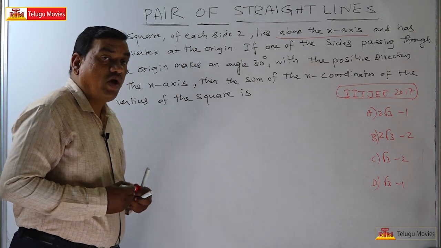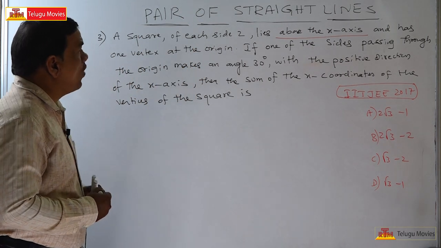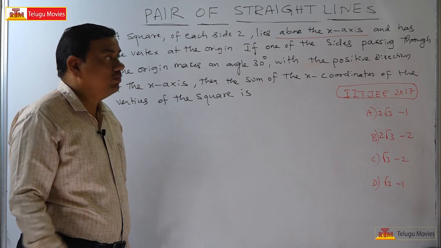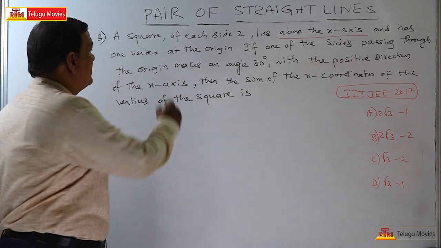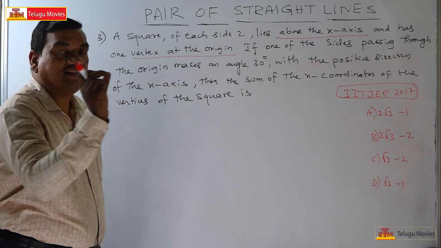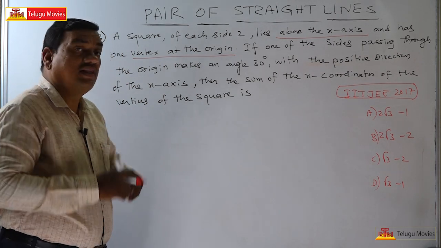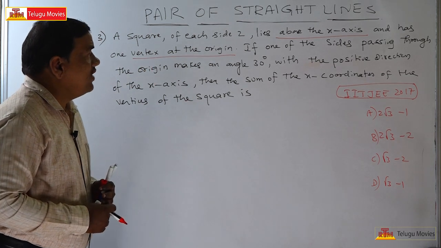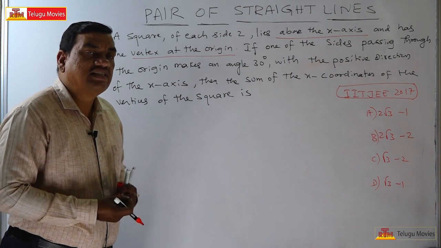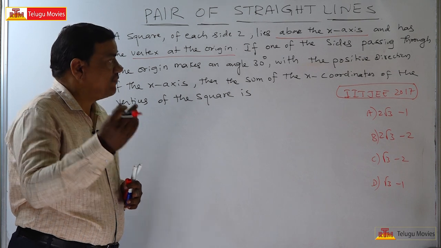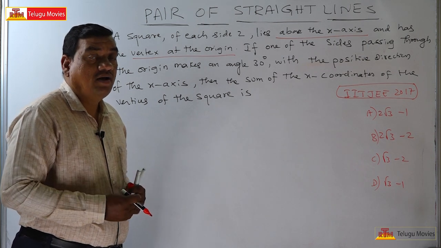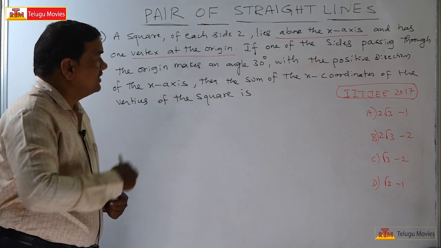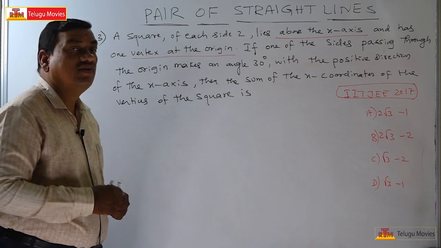Nice. A square has 4 vertices. The length of each side is also given as 2, right? And it has one vertex at the origin. Then the other 3 vertices lie above the x-axis. And definitely, if one vertex is at the origin, one of the sides should pass through the origin, and that side makes an angle 30 degrees with the positive direction of the x-axis. Then we need the sum of the x coordinates of the vertices.